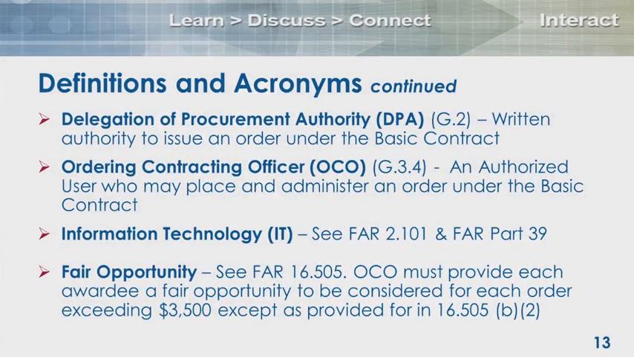The GWAC contracting officer, or procurement contracting officer, is the official who has the actual authority to award the basic contract and modify the contract. Delegation of procurement authority is a written authority issued. Basically, once you have received the training today, you as a contracting officer will have the authority to use this contract.